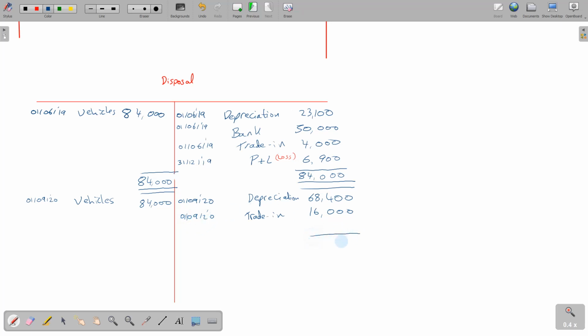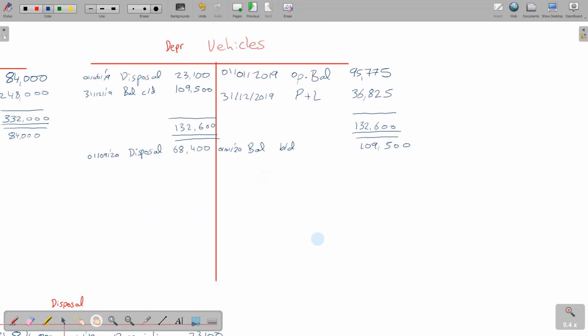So what do we get? Again, when we balance this, we have to send the remaining to P&L. So 68,400 plus 16,000 is 84,400. So 400 euro will balance that. This goes to P&L, so it's on the other side. So in this case, it's going to be a gain, or we'll call it a revenue. And it is, again, the month is the end of the year. So disposal done and dusted.